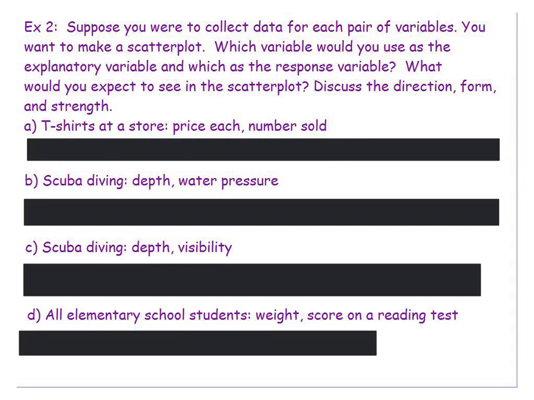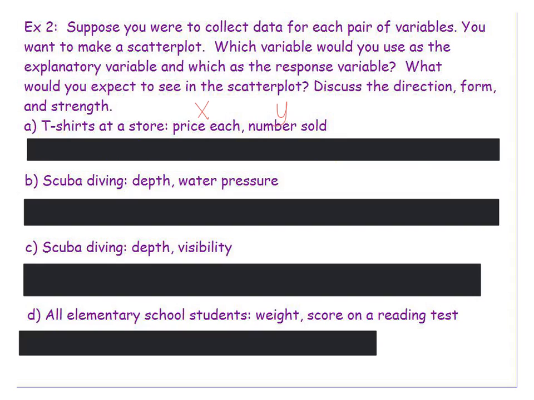So you're selling t-shirts at a store. You have to set a price and you've got to sell t-shirts. Which one is the one that's going to make the decisions? Well, to me, that would be the price. The price is the one that's going to go on your x-axis. The number sold, because price predicts how many you sell, goes on the y-axis.